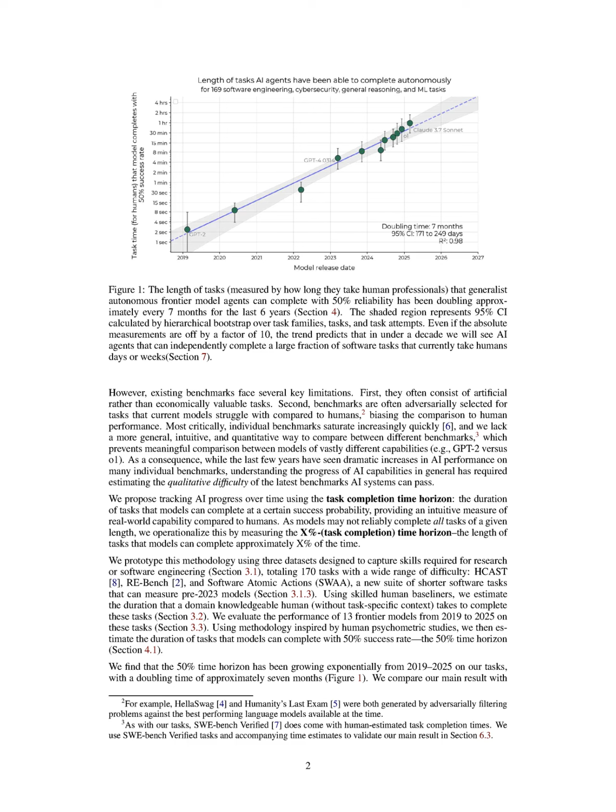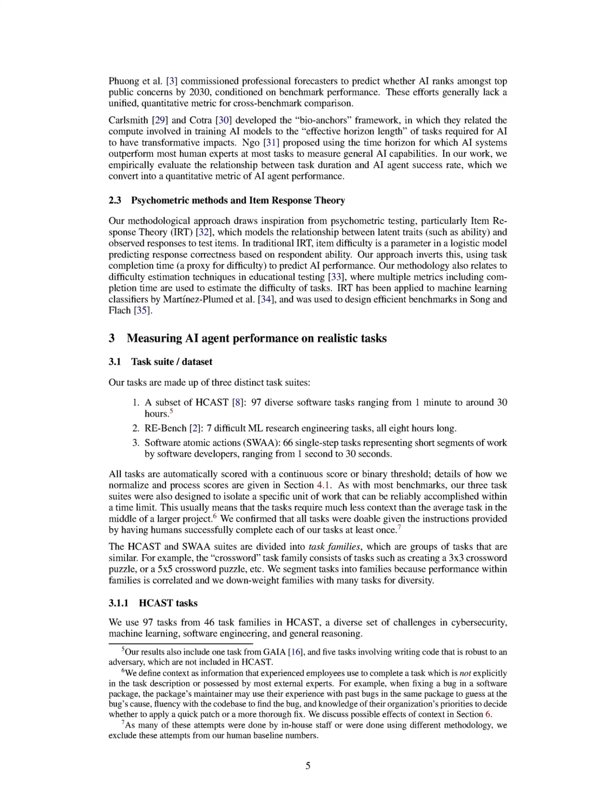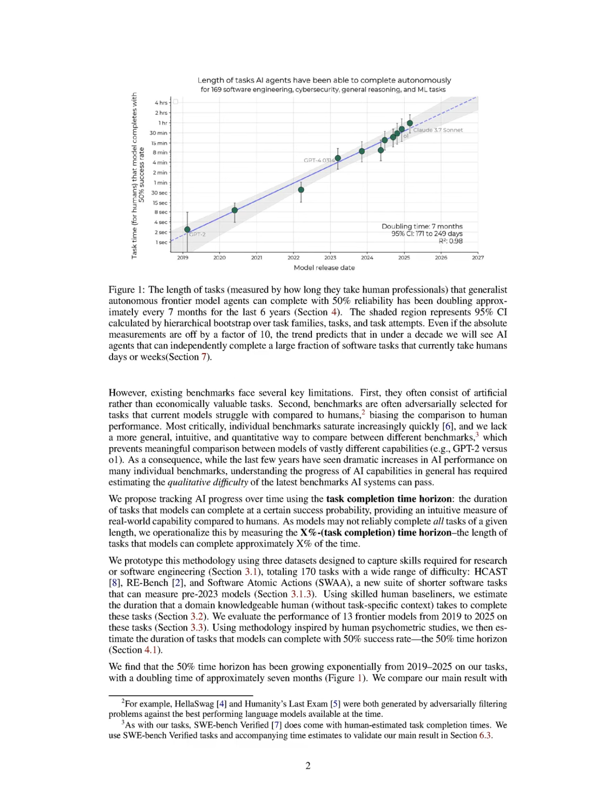The proposed methodology for measuring the X% time horizon involves several key steps. First, we convert the performance of AI models on various tasks into binary success or failure values, often using a task-specific threshold to determine success. Next, we utilize logistic regression to model the relationship between task difficulty, measured by human completion time, and the probability of success for each model. Specifically, we estimate the 50% time horizon by identifying the task duration at which a model has a 50% chance of success, using the geometric mean time of successful human baselines as the difficulty rating.